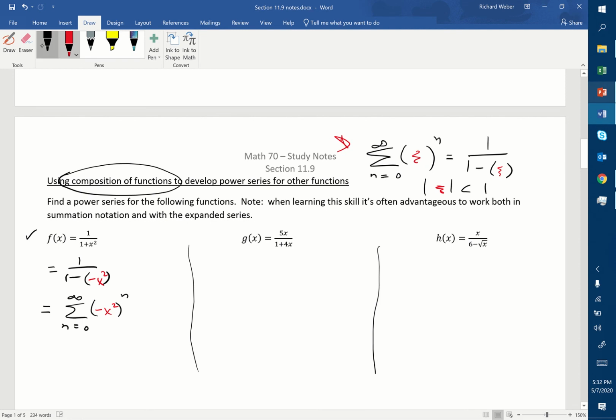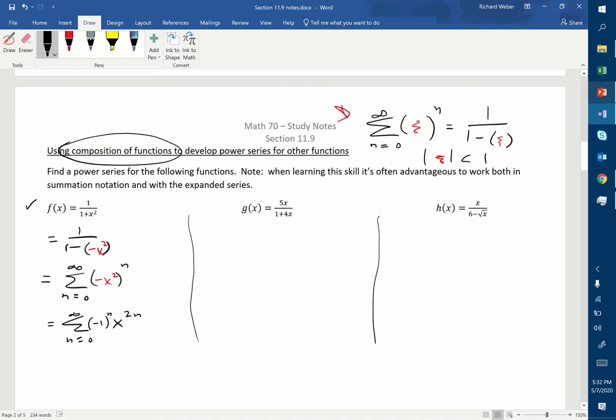Well, we can clean it up. Watch how I do this. We can simply go, hey, I've got n from 0 to infinity. What I like to do is split the negative out to the n power, and then I'll take care of the power of x by multiplying, a la algebra, the 2 powers together. And that's it. I've built a new series.